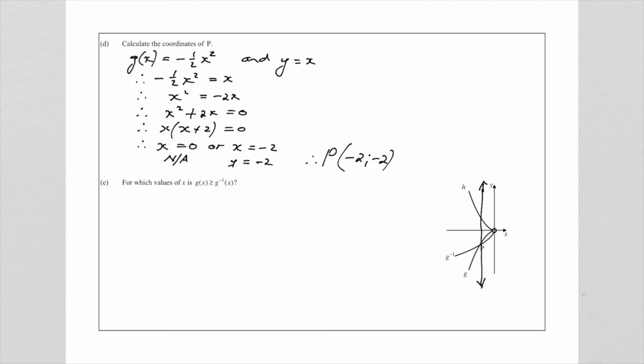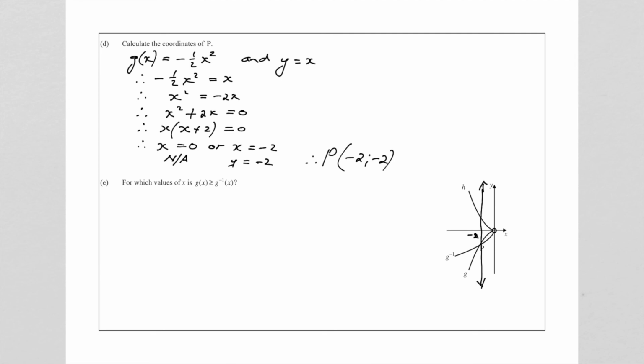When I look to the left of this vertical line, so to the left of point P, for those values you can see the inverse is above the g. So g inverse is above. We want g to be greater than the inverse, so you will agree we don't want this part. Now we look at the interval between minus 2 and 0. When you look at this little interval from minus 2 to 0, you will see that g is above the inverse of g. So that is what we are looking for.